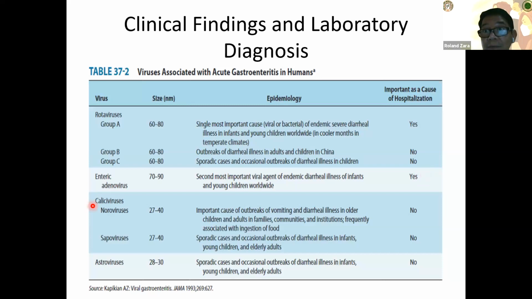Under these are your noroviruses, an important cause of outbreaks, vomiting in children and adults, okay, in nursing home communities, frequently associated with ingestion of food. And we have the sapoviruses, and we have also the astroviruses. They can also infect children and elderly adults, as well as infants. So this is an important table in the charts.